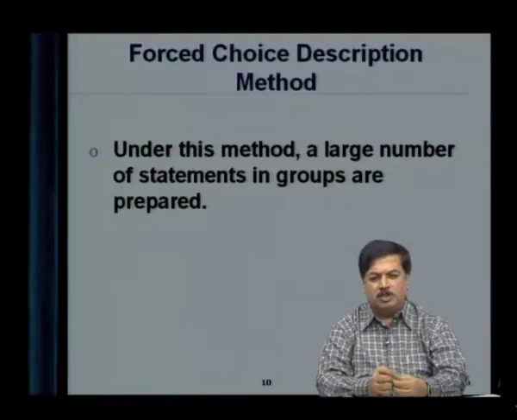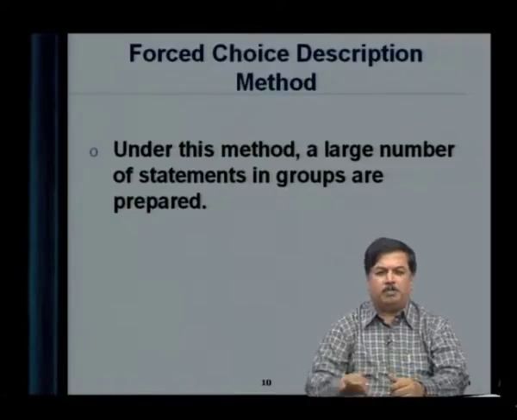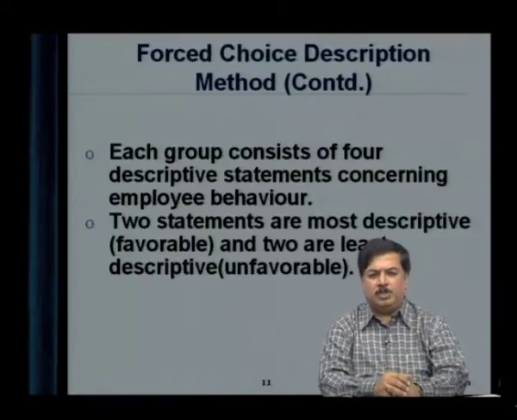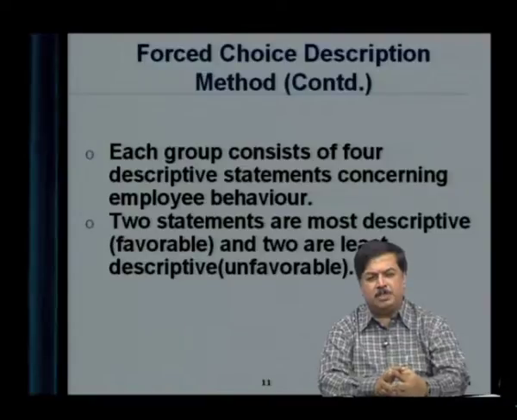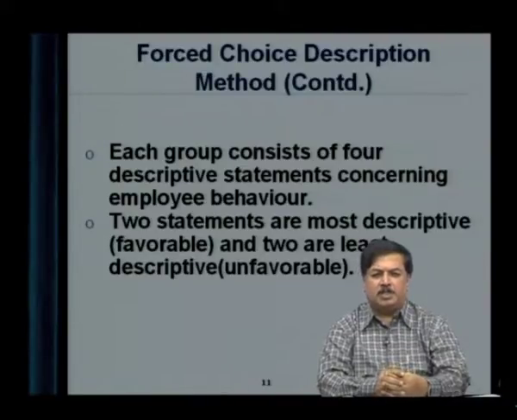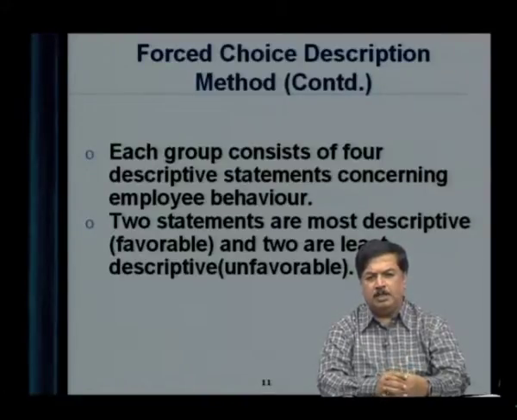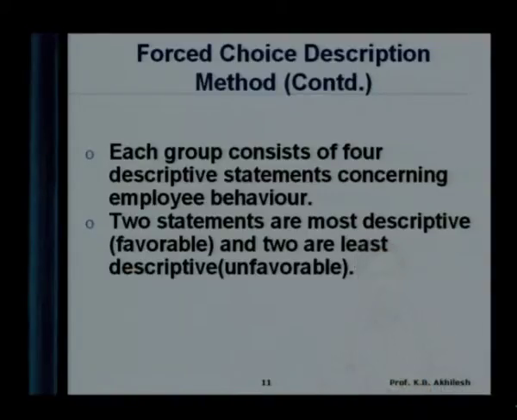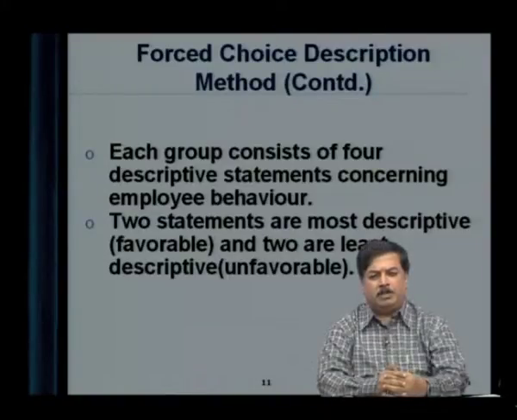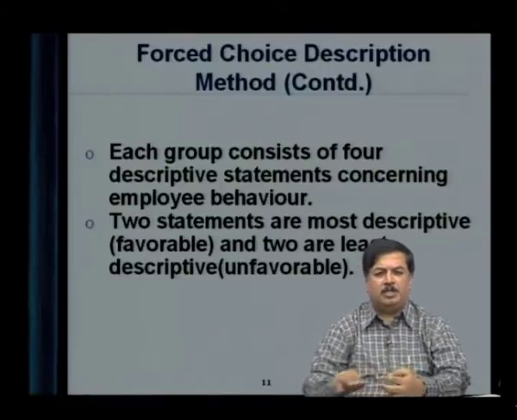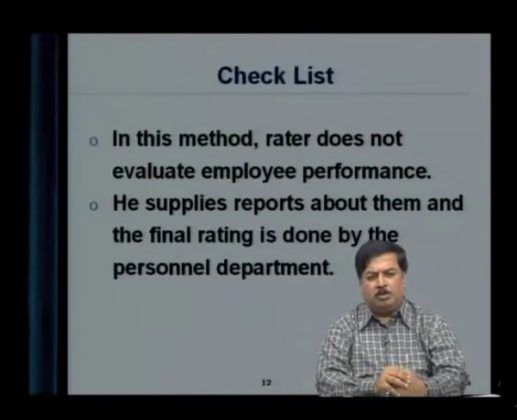Normally there is no third choice or fourth choice. Within the given choice one has to push the subordinates into the appropriate positions. So, each group consists of 4 descriptive statements concerning employees' behavior. Two statements could be most descriptive, the favorable, and 2 are least descriptive, the unfavorable. Within the group of people, you would see who fits into which group.